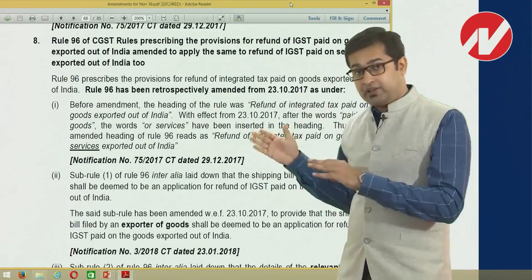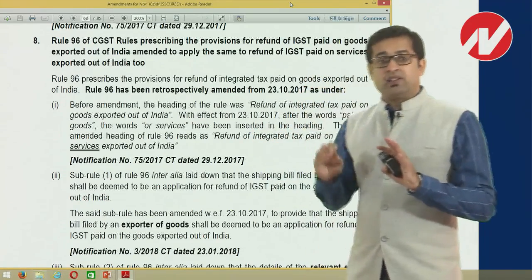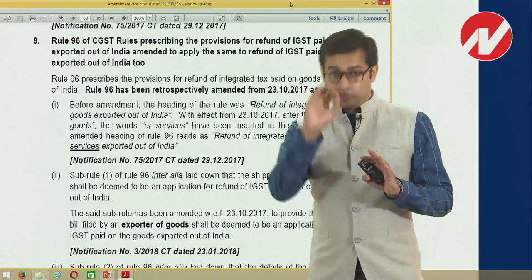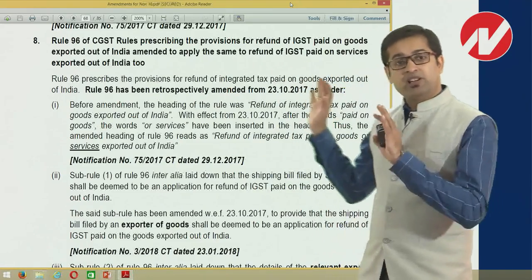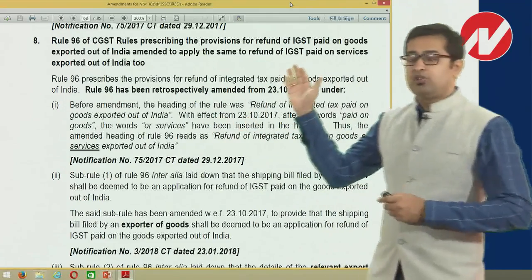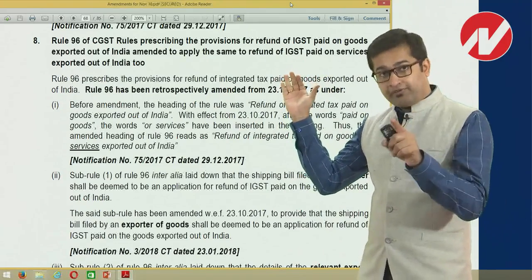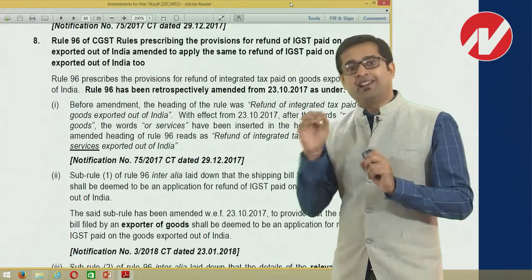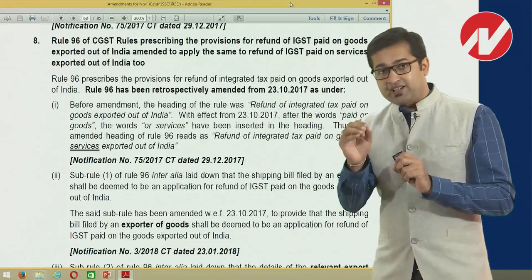under Rule 96. So only a small change has been made, and that is the entire procedure which was mentioned with regard to export of goods is now also applicable for export of services. So basically Rule 96 का scope बढ़ा दिया गया है, extend हो चुका है. It says Rule 96 of CGST Rules prescribes provisions for refund of IGST paid on goods exported out of India. So technically this was applicable only in relation to refund of IGST paid.